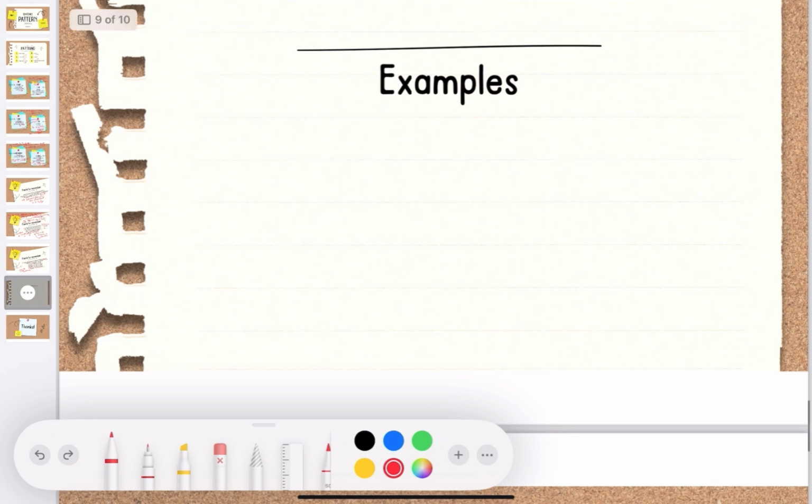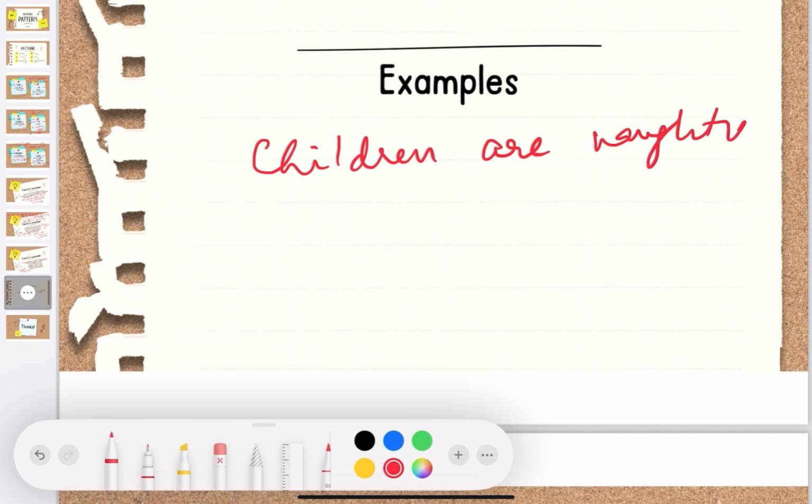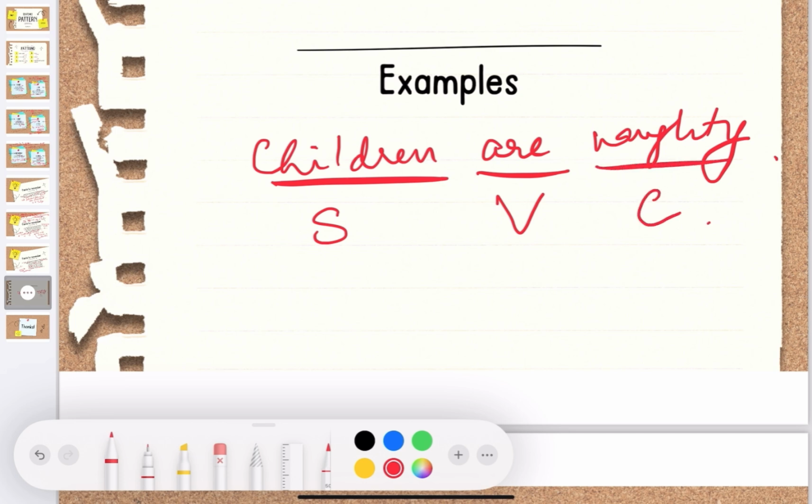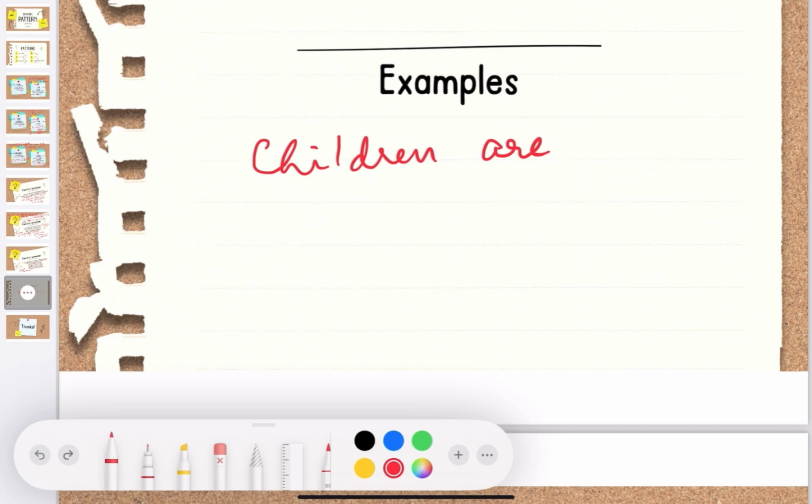Here is another example. Children are naughty. So what is children? Children will be subject. Are is verb. Naughty is complement. Children are doesn't give meaning if you remove the complement. So let's move on to the next one.